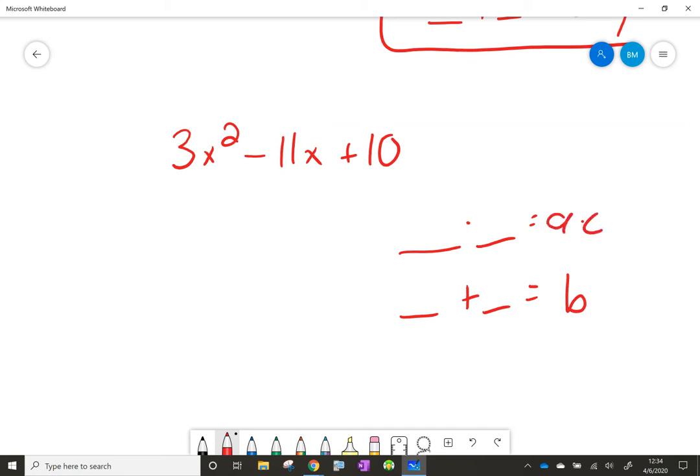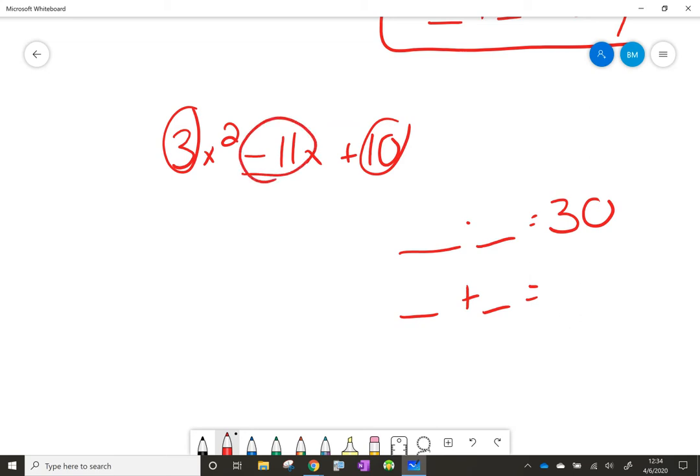So a is 3 and c is 10. When I multiply those together, that's going to make 30. So I need two numbers that multiply to make 30. And my b value is negative 11. Now keep in mind that minus sign does mean it's negative. So here's a good question. What two numbers multiply to make 30, but add to make a negative 11?